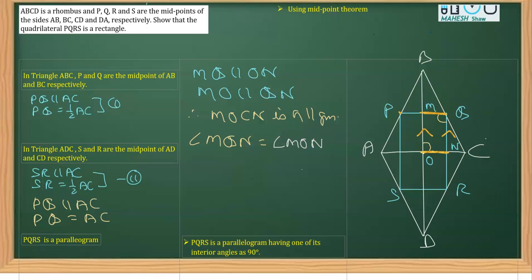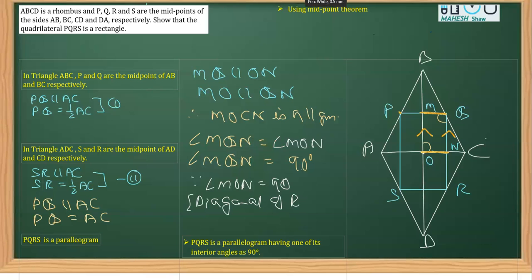Now, further you should know that this angle MON should be 90 degrees, as this is the angle made by the diagonals of a rhombus. You should know that diagonals of a rhombus bisect each other at 90 degrees. So clearly we'll write angle MQN is equal to 90 degrees, replacing MON with 90 degrees. Why? Because angle MON is equal to 90 degrees, and the reason is diagonals of a rhombus bisect each other at 90 degrees.